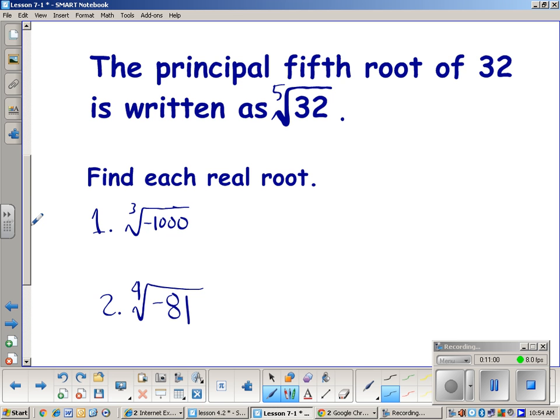Find each real root. So what's the cube root of negative 1,000? So can I get the cube root of a negative number? Yeah, and it's going to be a negative number, right? And Matt's saying the cube root of 1,000 is 10 because 10 times 10 is 100 times 10 is 1,000. So it's going to be negative 10. Okay?